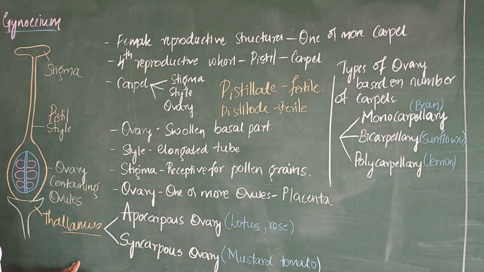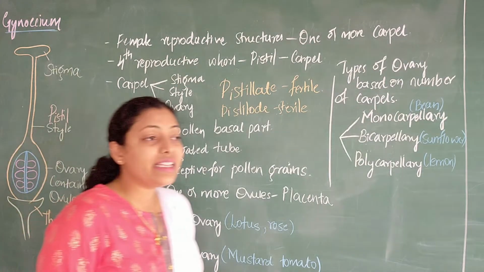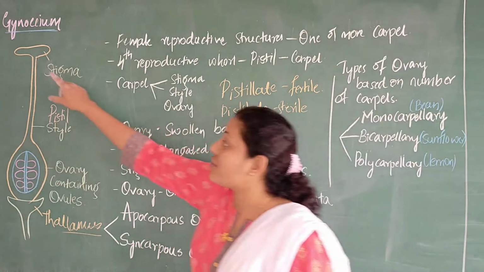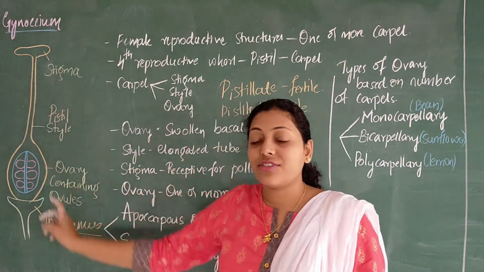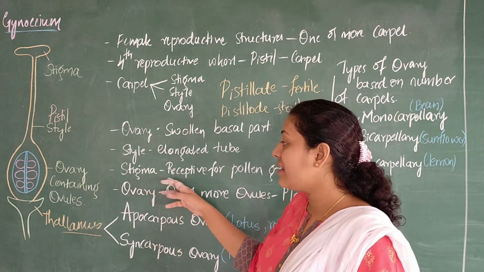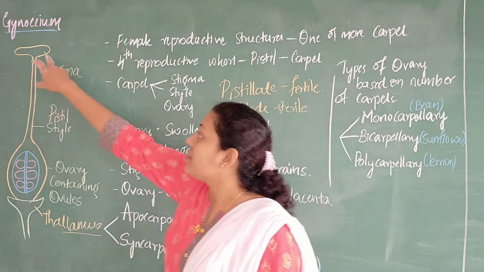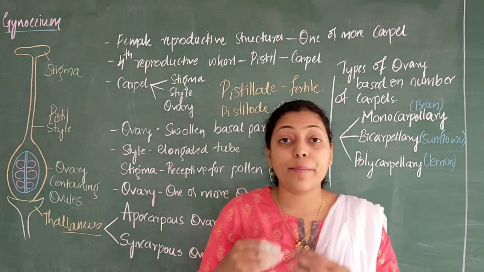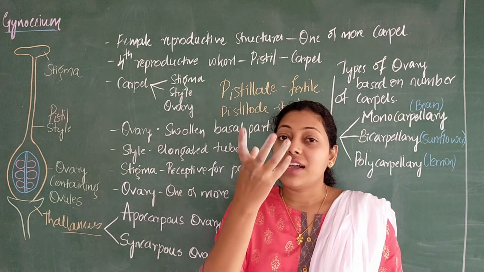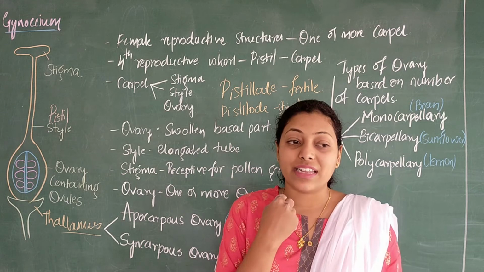Okay, this one is the thalamus. So here, style is an elongated tubular structure. Okay, the elongated tubular structure is called the style, and then the stigma is nothing but the uppermost part. Okay, the uppermost end part which is receptive for certain pollen grains.